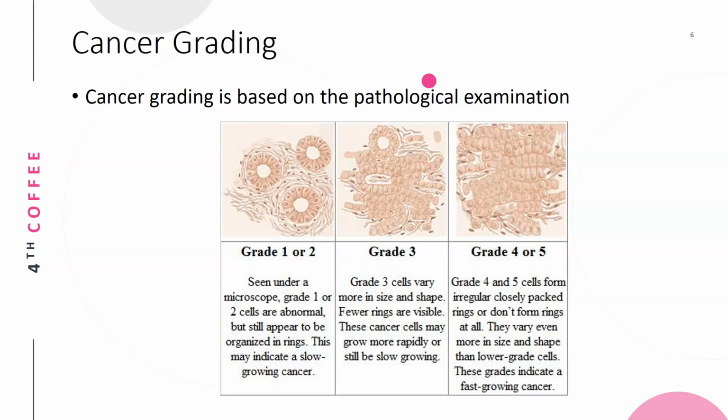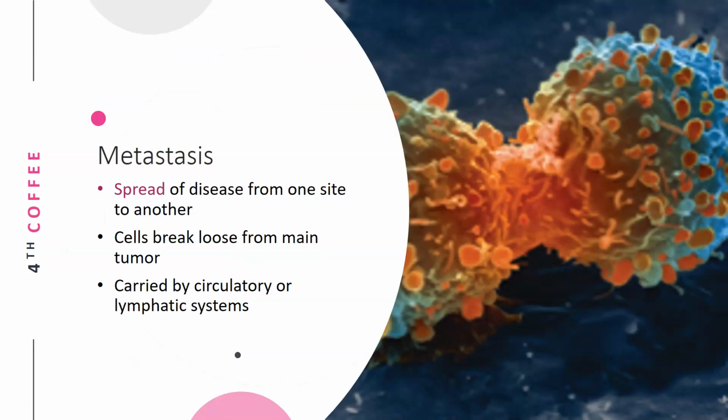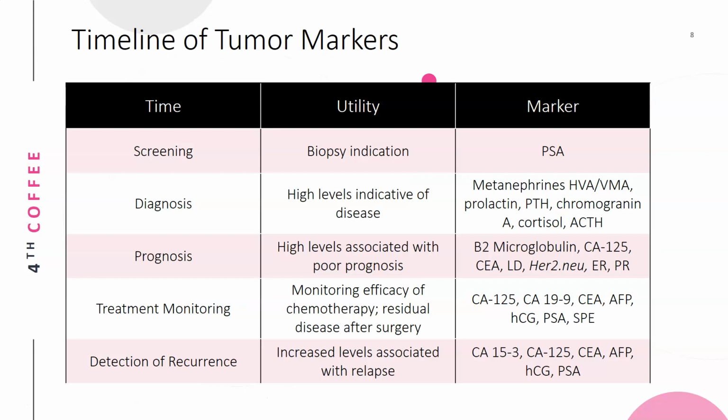They vary even more in size and shape than lower grade cells, and these grades indicate a fast growing cancer. So again, the cancer grading here is based simply on pathology. Metastasis is the spread of disease from one site to another. The cells from the initial tumor can break loose from the main tumor and then be carried either via the circulatory system or the lymphatic system. It just depends on the type of cancer.